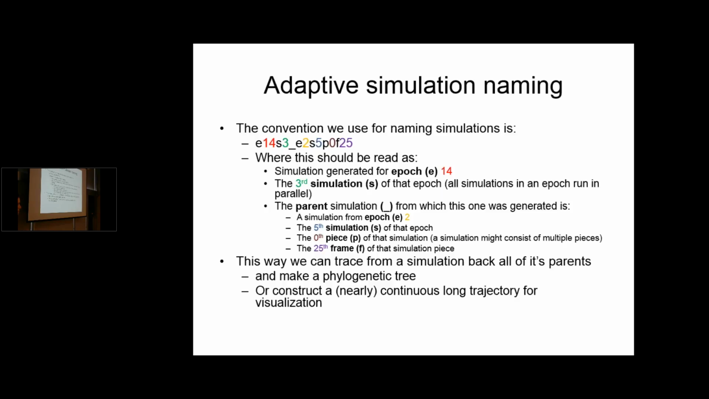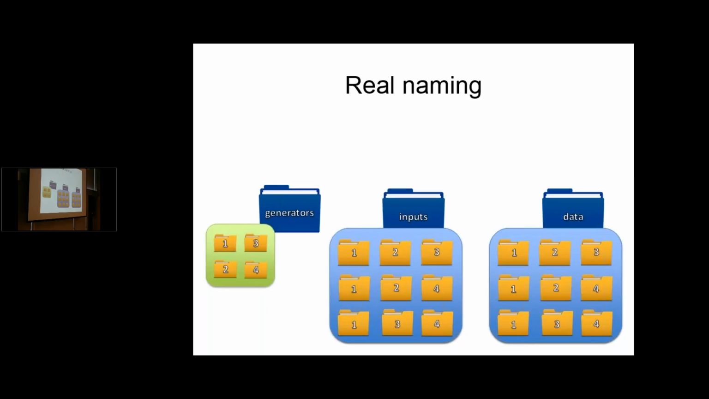It's not necessary. Typically you would see a 0 here, so don't care much about it. And this F25 says that it came from frame 25 of that trajectory. That's where that interesting conformation was, from which we started our new simulation. This way we can construct the nice little genealogic tree, or a super long trajectory for visualization.